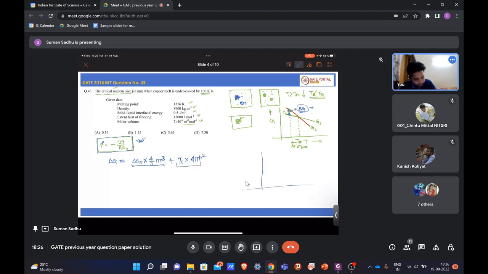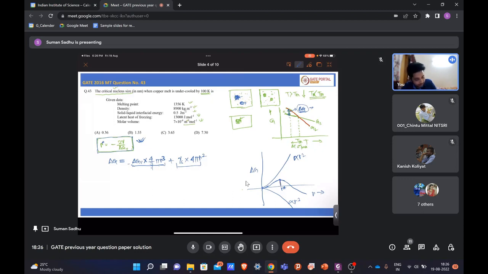If we plot delta G with r, this term is proportional to r square and this term is proportional to r cube. The r cube term is negative because free energy is decreasing, so it will be on the negative side, and the surface term is positive, so it will go upwards. Now if you take the resultant, it will be like this. You can see that there is a highest critical point. This is the r star.